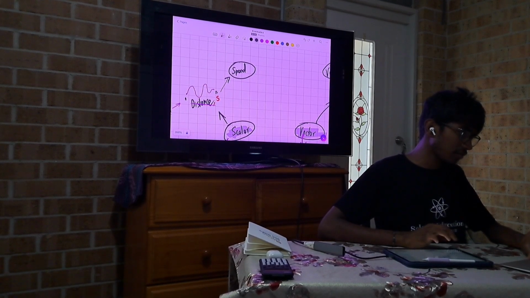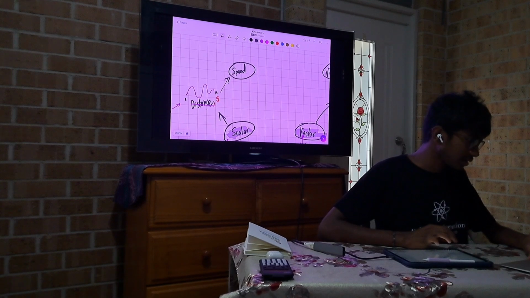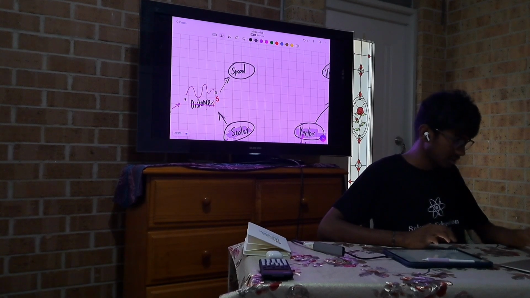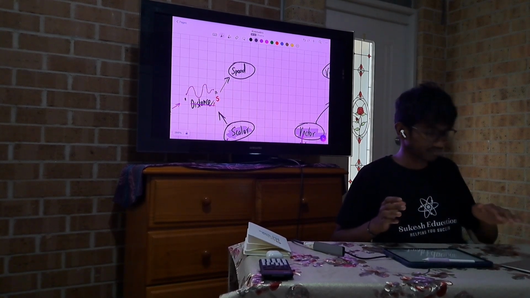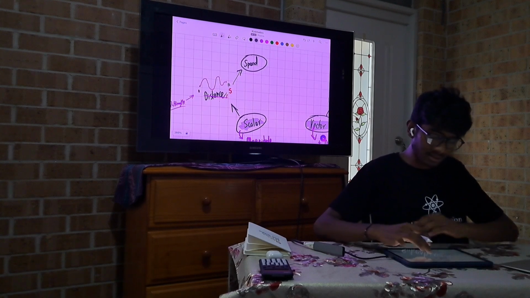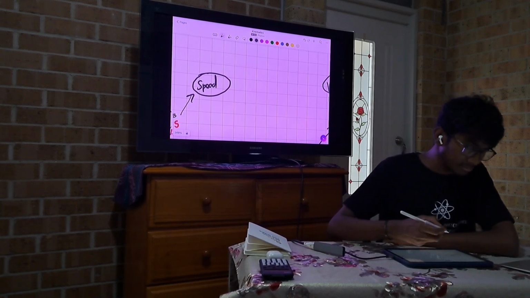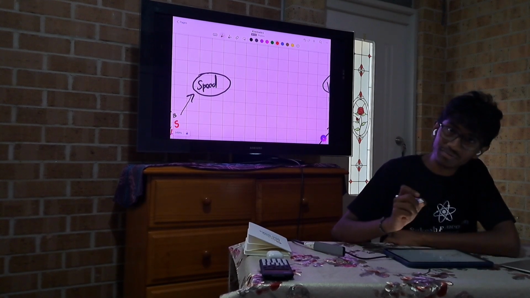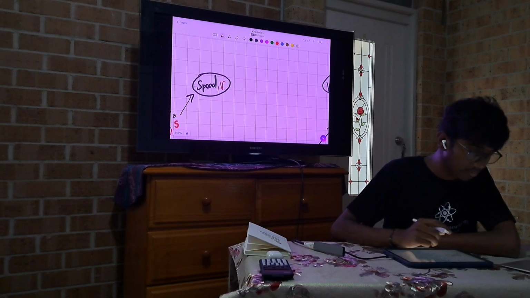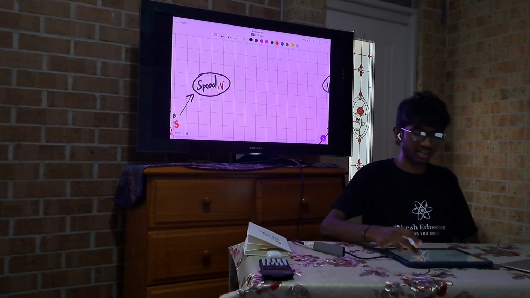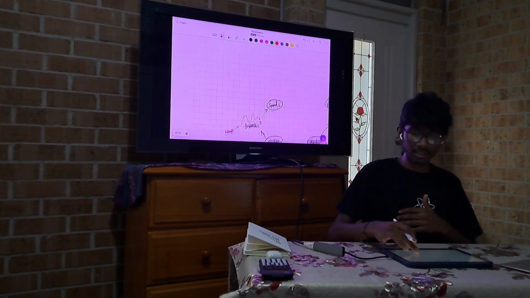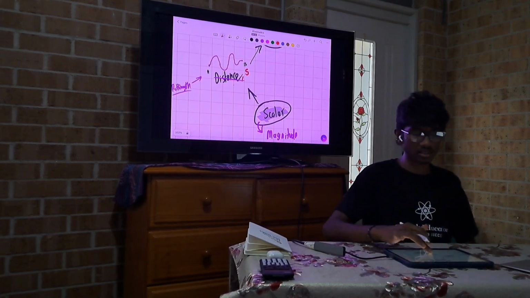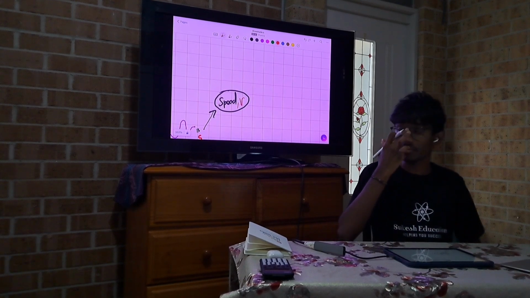Okay, speed refers to how fast an object can be moving. It's the rate of change of distance. And what's the SI unit for speed? You might ask, it's v. The SI unit for speed is v. I know it's very confusing, velocity is also v. Just keep it: distance, SI unit is s; speed, SI unit is v.